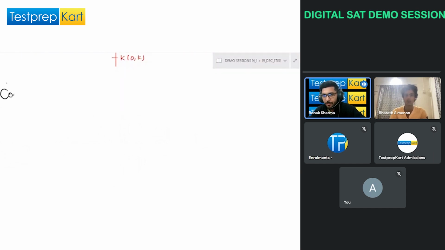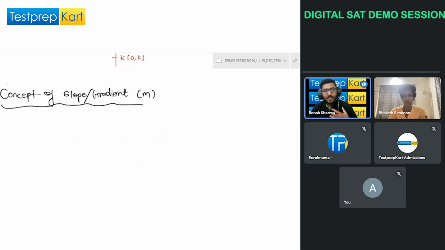If we talk about the slope, or what we sometimes call the gradient, in IB they mostly use the word gradient. The notation is small m. Whenever we talk about the slope or gradient, we say that it is change in y by change in x. But it is important to get into a deeper sense.